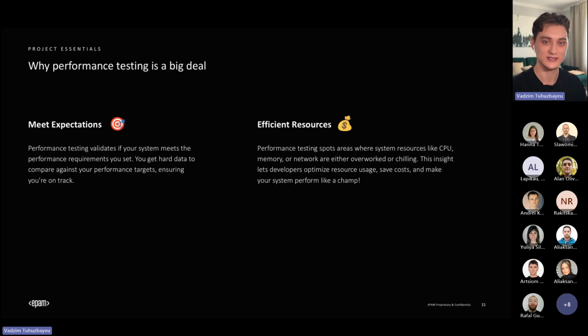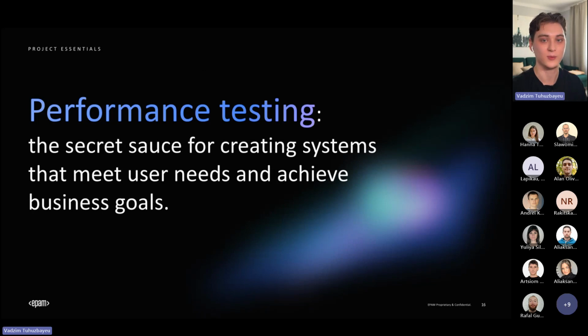So, the general idea which I'm trying to deliver here is that adding performance testing to projects is like having a secret weapon. It helps organizations understand the system's performance, keep users smiling, save resources, maintain a good rep in the industry, outdo the competition, fine-tune their systems, and reduce risks. In the end, it's the recipe for creating systems that meet user needs and achieve business goals.